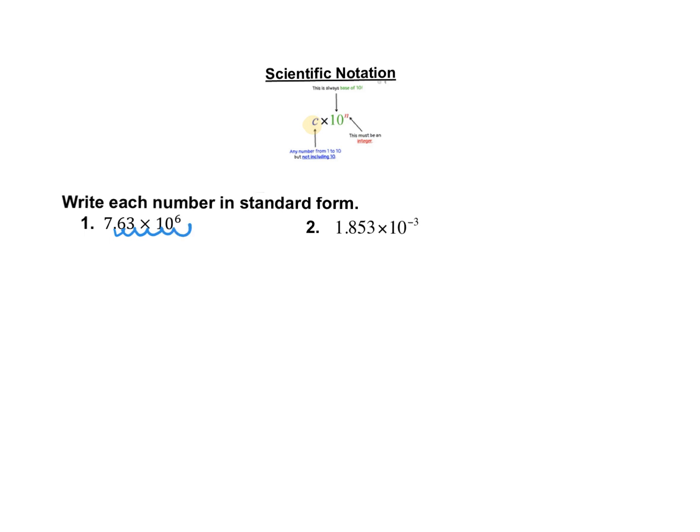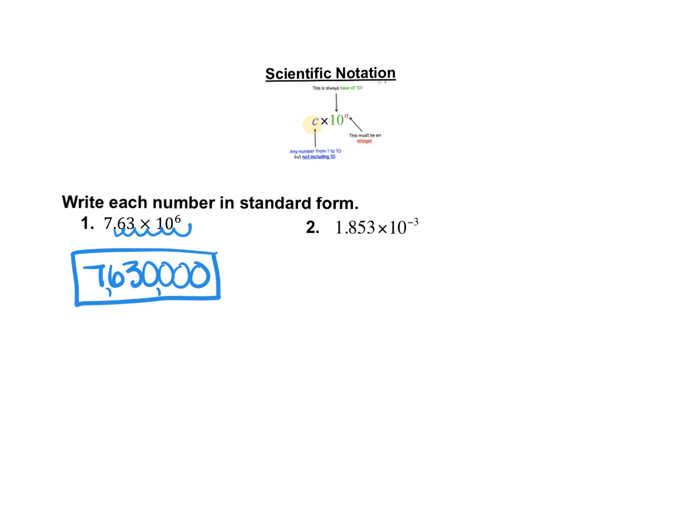Now, anything that is after that last number, I do have to have a placeholder for. So we're going to have 763, and then we have to place the 4 zeros that are after that so that we move the decimal place over 6 places to the right. So our new number is 7,630,000 written in standard form.